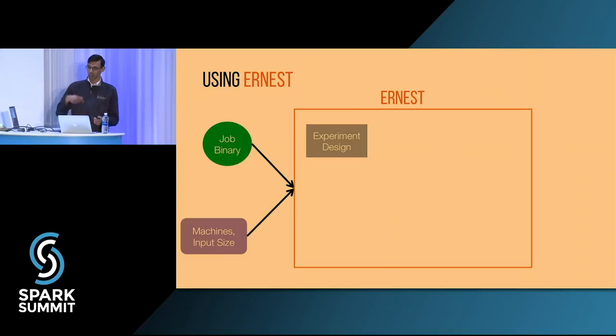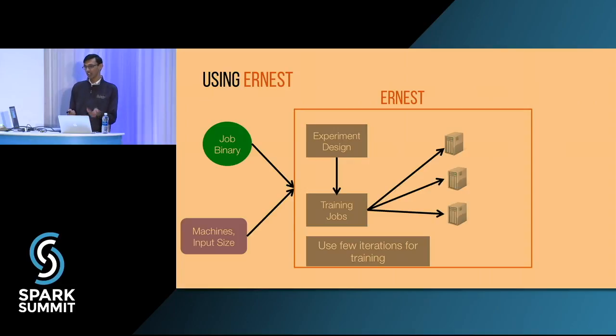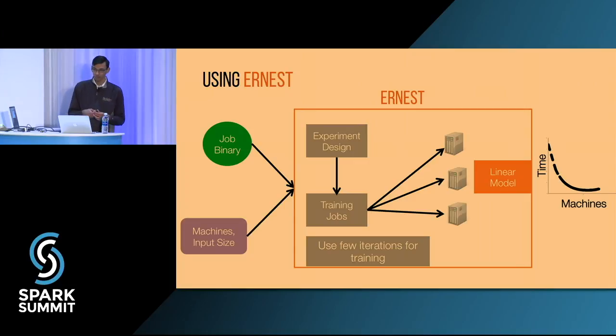The first action is to run experiment design and figure out the optimal set of training data points to collect. Using those training data points, it launches some training jobs on a cluster. The other key point here is that we actually run only a few iterations of the job in order to collect some training data, and using that, we can extrapolate how the future iterations will look. Once we have collected this training data, we fit it into a linear model, and the output of this linear model gives us the relation between how the running time varies as we change the number of machines or the input size for our job. So this gives you an end-to-end view of how Ernest works.